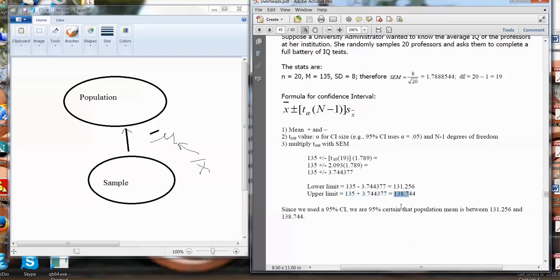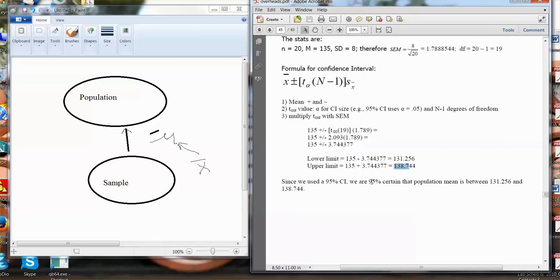That's your upper limit. So what that means is we're 95% certain that the population mean is somewhere between 131.256, that's the lower limit, and 138.744, that's the upper limit. So now we know roughly where the population mean is, and we also have a probability. Not only do we have a range of scores here, but we have a probability associated with that. So more than just the sample mean, we have some confidence in how accurate our statistics are. You can make some inferences about a population when you only have a sample, and that's obviously very useful in a lot of contexts.